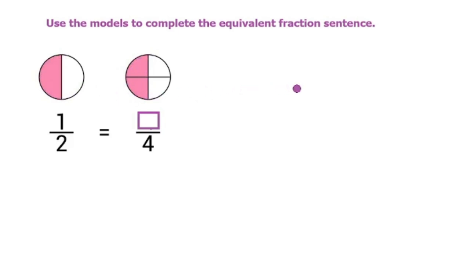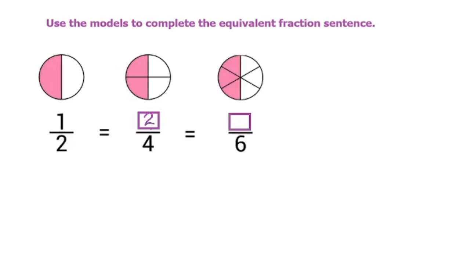So we have two colored pieces that are equal parts out of a total of 4. So 1, 2, 3, 4. So we have 2 out of 4 colored parts. So we know that's what we have to put there is 2. So let's put that in. So 2 out of 4.